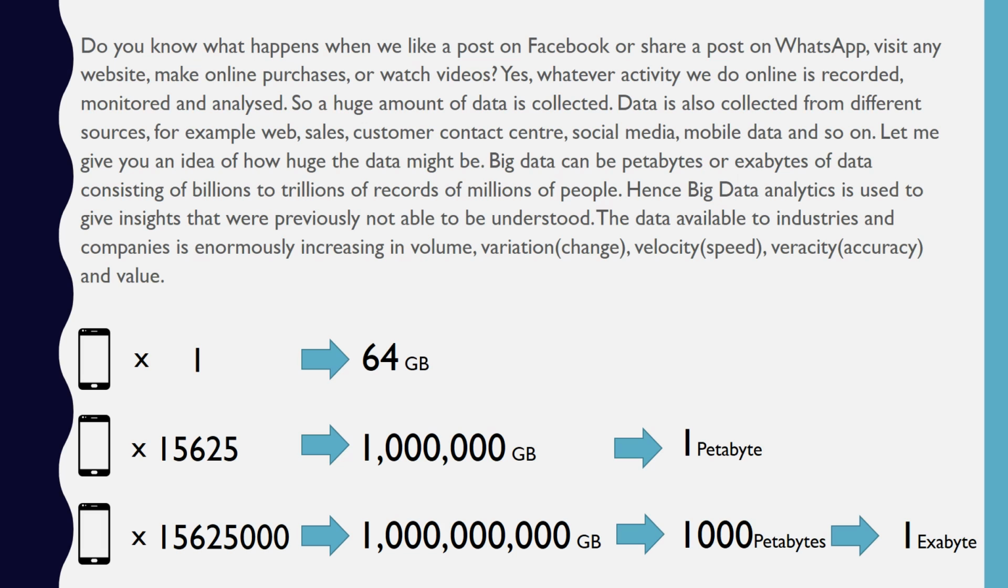Let me give you an idea of how huge the data might be. Big data can be petabytes or exabytes of data. Generally, storage capacity of one mobile is 64 GB. If you will multiply 64 GB with 15,625 mobiles, it will be equivalent to 1 petabyte, that is 10 lakh GB. And 1 exabyte is equal to 1000 petabytes. Such a huge data consisting of billions to trillions of records of millions of people.